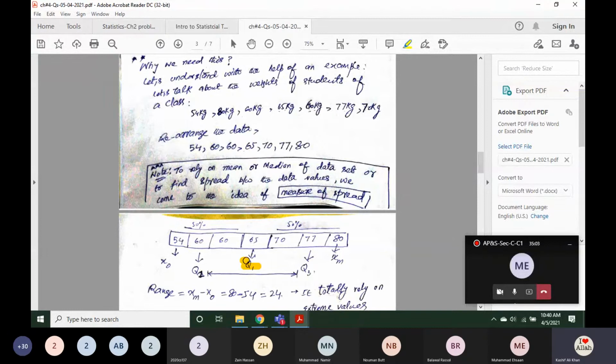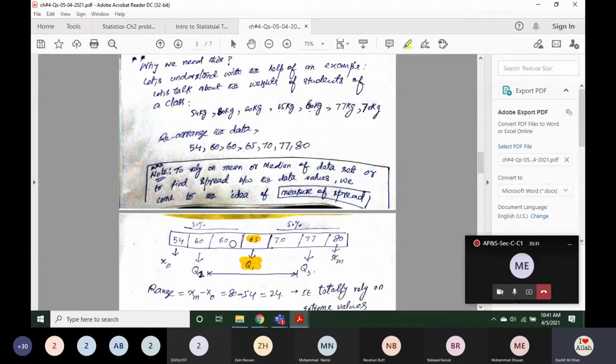It will be called the second quartile. I have written here mistakenly, just a human error. Basically this is not Q1, this is Q2. So my Q2 is 65. What are the attributes of the median? Median divides the data into two equal parts, 50% on the left and 50% on the right.